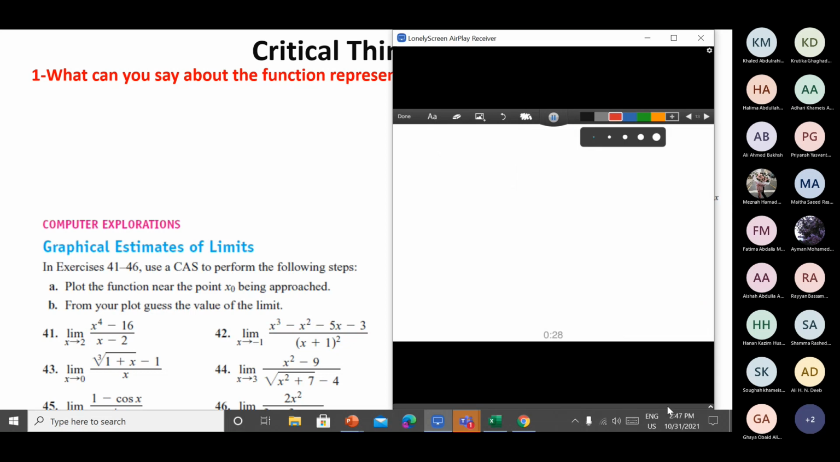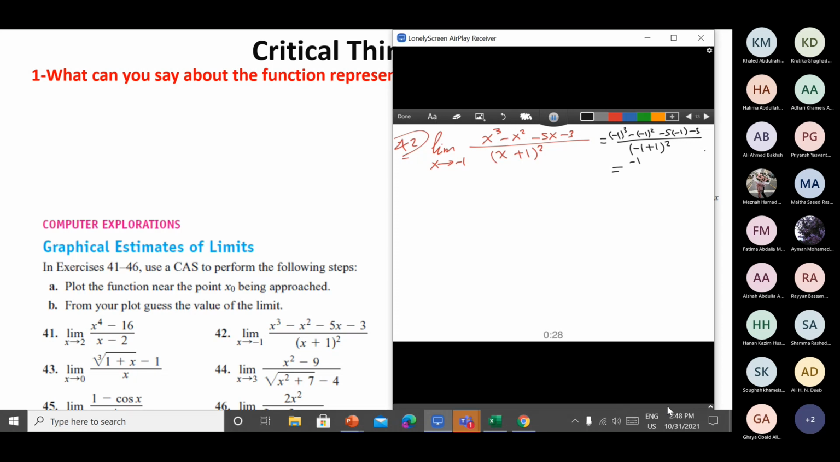From scratch, the question is asking you to find the limit when x tends to minus 1 for the function x cubed minus x squared minus 5x minus 3 over x plus 1 squared. If you substitute straightforward, it will be what? Minus 1 cubed minus minus 1 squared minus 5 times minus 1, minus 3, over minus 1 plus 1 squared. So you end up with what?